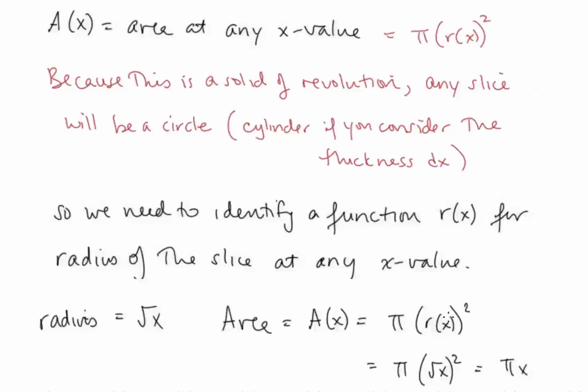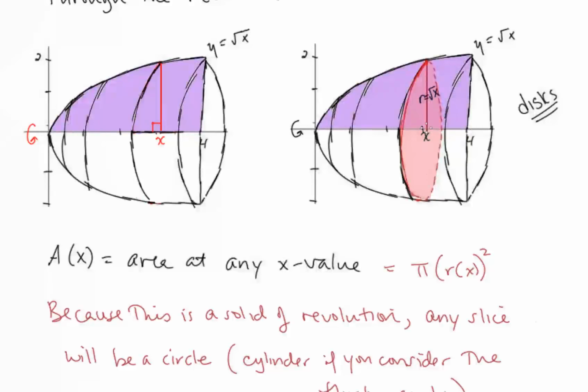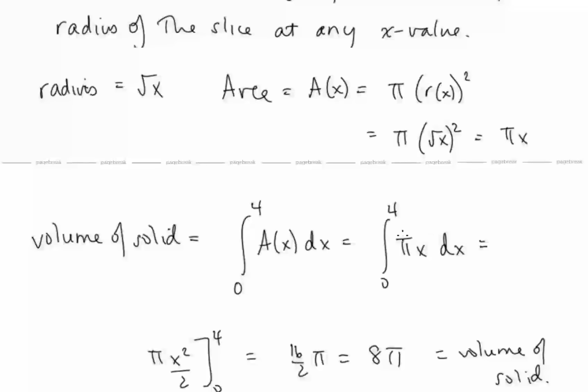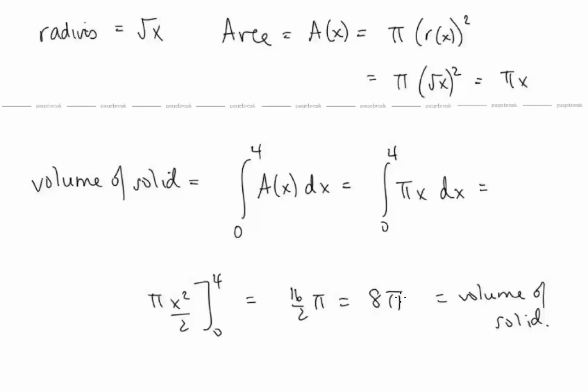And it's just a matter of getting the right r of x formula, or we'll see later could be r of y, but it's a matter of getting the right formula for radius for our integral. And in this case, the radius of that circular disk is radical x. It's given by the function height here. And so we're just integrating pi x as x goes from 0 to 4. And so we get 8 pi as the volume of our solid.